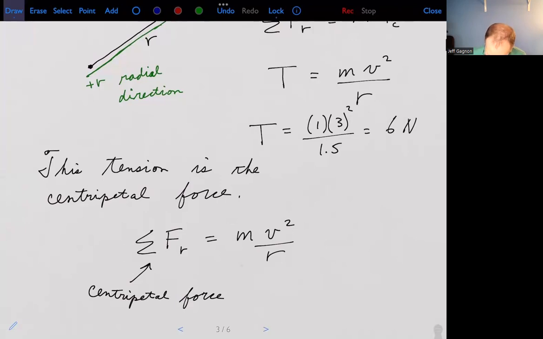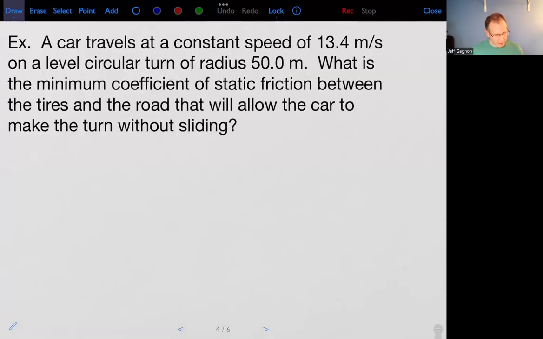Okay, here's another example. You're told that a car travels at a constant speed of 13.4 meters per second on a level circular turn of radius 50 meters. What is the minimum coefficient of static friction, µs, between the tires and the road that will allow the car to make the turn without sliding? So when they say coefficient of static friction here, they mean µs. Let me write it here.